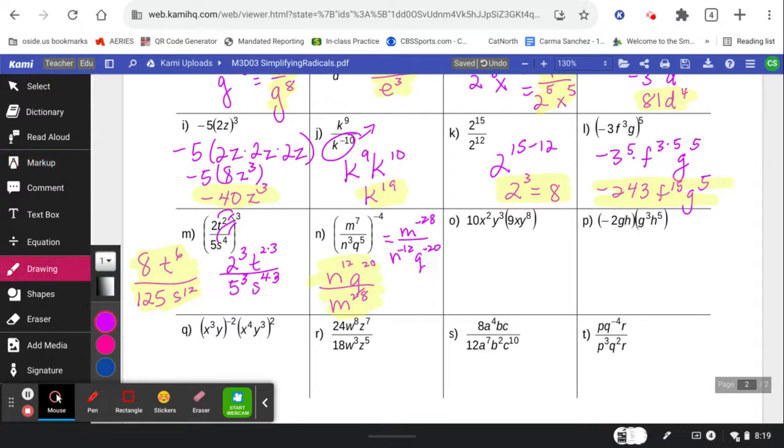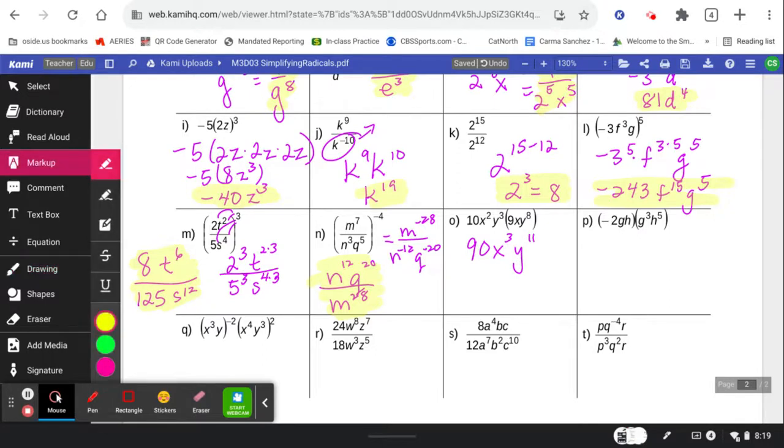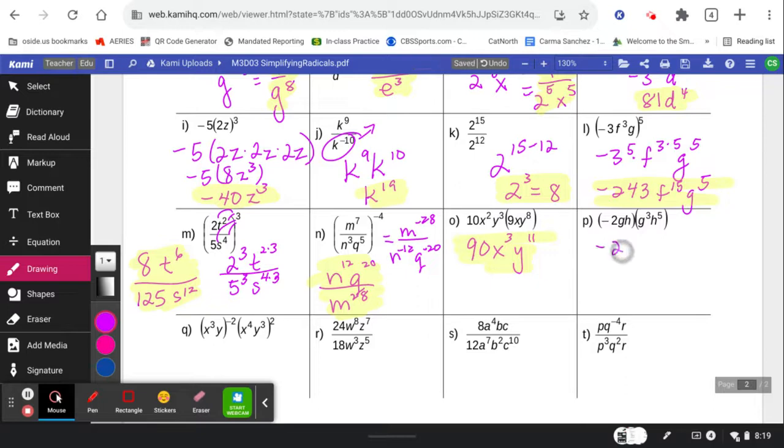Next one is just 10 times 9 is 90. X squared and x is x to the 3rd. Y to the 3rd, y to the 8th is y to the 11th. There's no weirdness on that one. You're just multiplying the like things. Next one's a negative 2, g to the 4th, h to the 6th. That one wasn't bad.